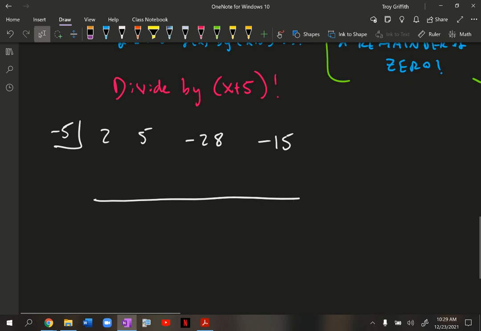Now, one thing that I like to keep track of off to the side here: if I write this -5 in the box, I'm going to put an x plus 5 so that I remember, hey, I am dividing here by x plus 5.